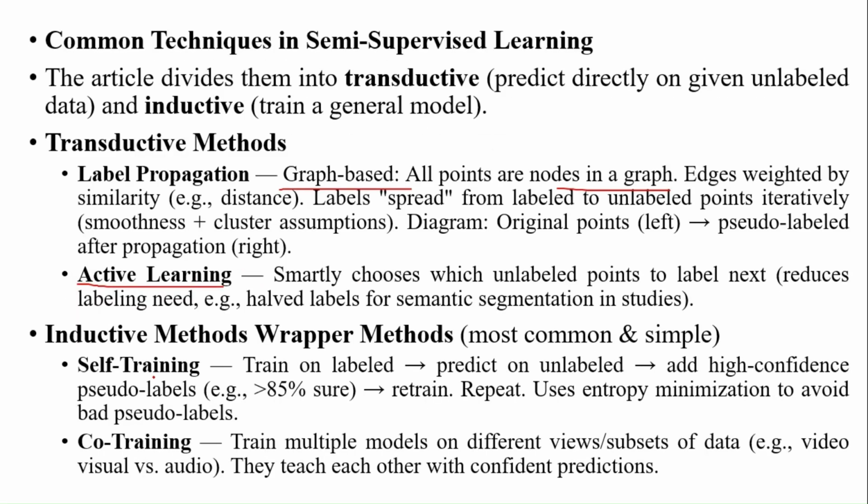So what is meant by self-training? In self-training, you label, predict on the unlabeled data, add the high confidence pseudo labels, that is above 85% sure, and retrain. Repeat after this completion. Again, you have to go for the repeats. Use entropy minimization to avoid bad pseudo labels. Co-training: so what is co-training? Train multiple models on different view subsets of the data. They teach each other with confident predictions.